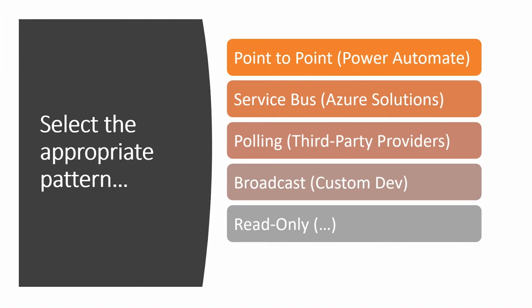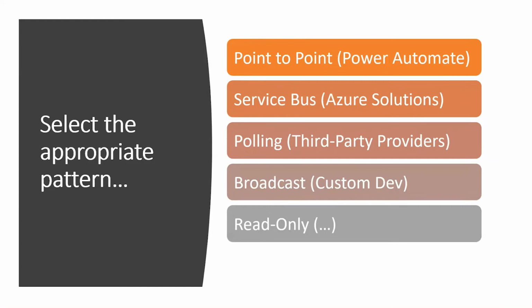So the first type of integration is something called a point-to-point integration. So when something happens in system A, I want it to trigger something in system B. An example could be, whenever I enter an opportunity in a CRM tool, whether it's Salesforce or customer engagement, whatever the tool is, I want that to create a quote in my ERP system.